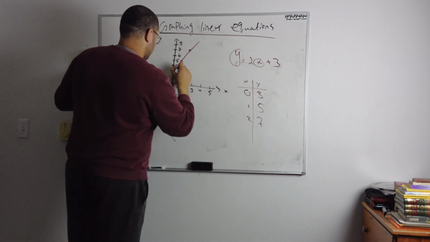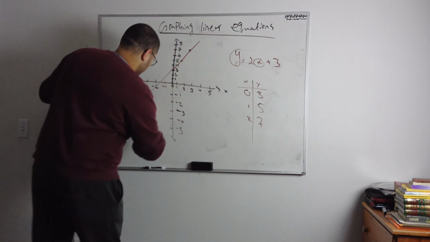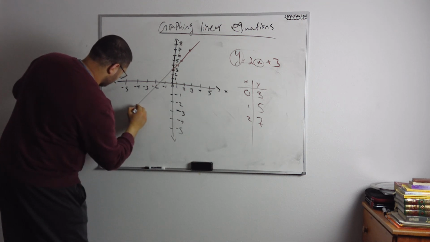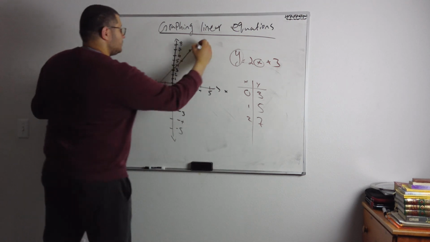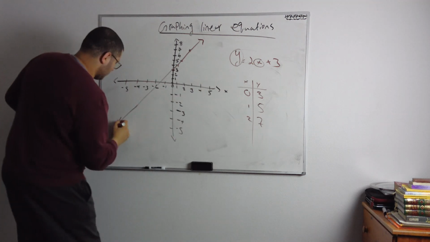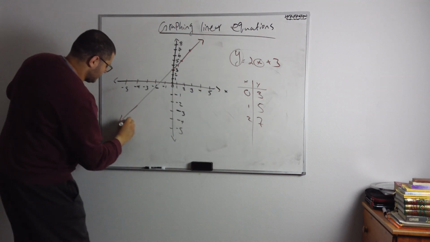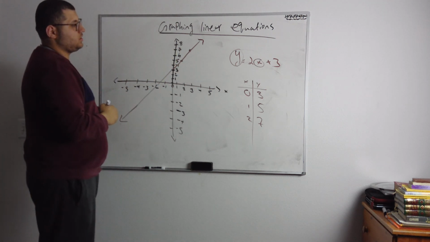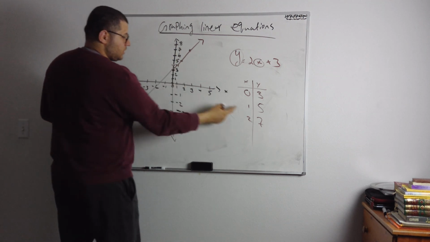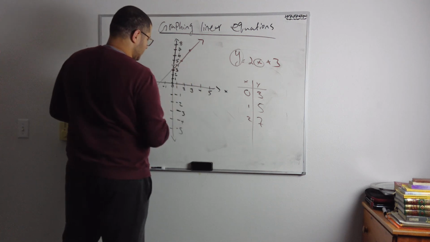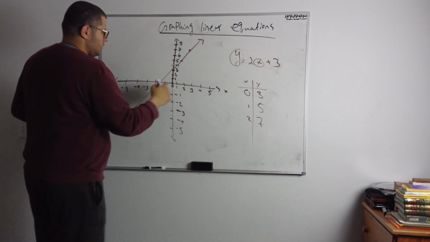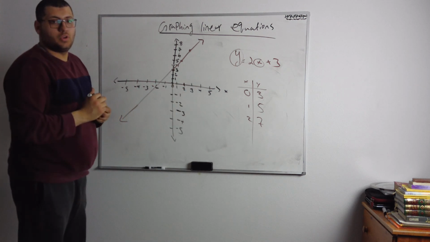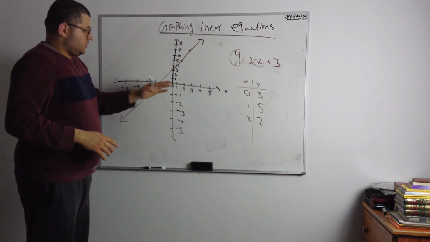Create the line going this way. Sure, it's a straight line. There you go. You have your graph of linear equation. You graph this equation right here. Okay? At 0 it's 3, at 1 it's 5, at 2 it's 7, and so on, right? You draw the line that best fits your data.